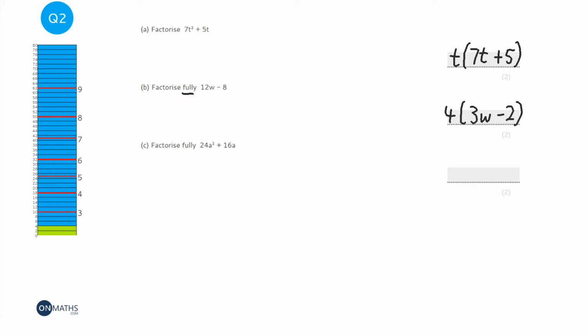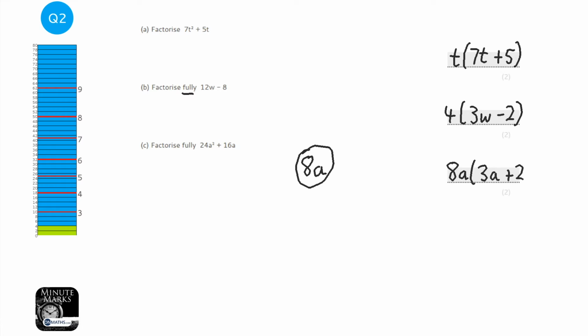Right, the last one, there's a number and a letter. So I'm thinking the number of 16 and 24 would be 8, and the letter would be a. Okay, so there's two things that we're dividing out this time. So I'm going to have 8a on the outside. So I figure out, what do I times 8 by to get to 24? Well, that's 3. And what do I times a by to get to a squared? Well, that's going to be a. What do I times 8 by to get to 16? 2. And what do I times a by to get to 16a? So I'm just going to leave it, because the a is on the outside of the bracket. a times 2 is 16a, so I don't need an a there.